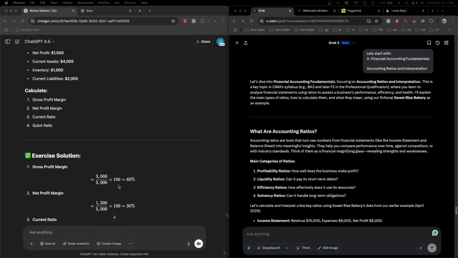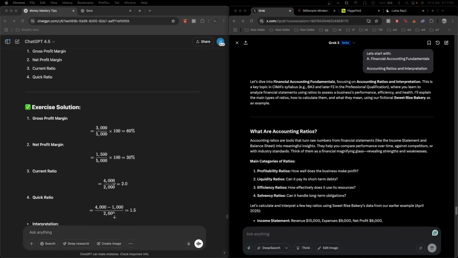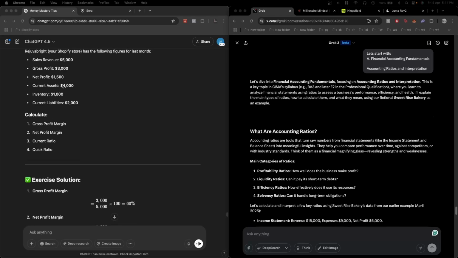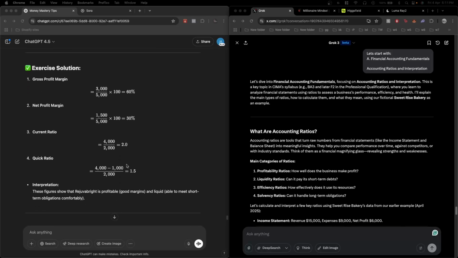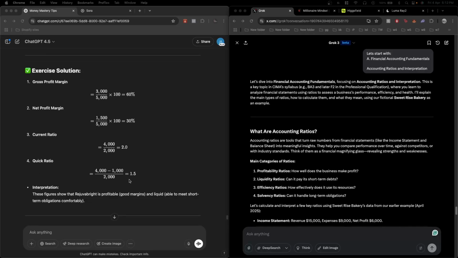What is your current ratio? Your current ratio is your current assets divided by your current liabilities. So in this case, $4,000 divided by $2,000, which gives us a current ratio of 2.0. And then what is our quick ratio? In this case, our quick ratio is your current assets subtracted by your inventory cost, divided by your current liabilities, and our quick ratio is 1.5.